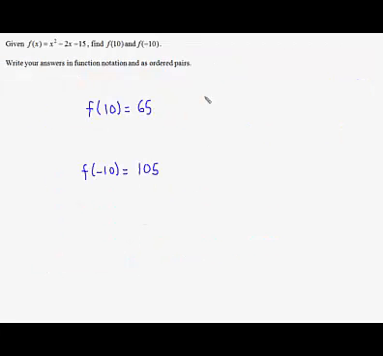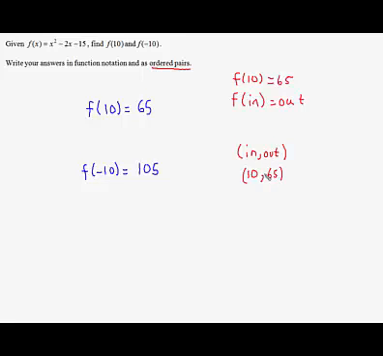Now that we've written our answers in function notation, I have to write my answers as ordered pairs. With function notation, the idea is that the number in the parentheses is the input and this over here would be the output. But in point notation, you use a parenthesis, input, comma, output, and then a right parenthesis. So given that one of my answers was f of 10 equals 65, that means that when someone plugs in 10, they get out 65. So 10 comma 65 would be how to write this as an ordered pair.